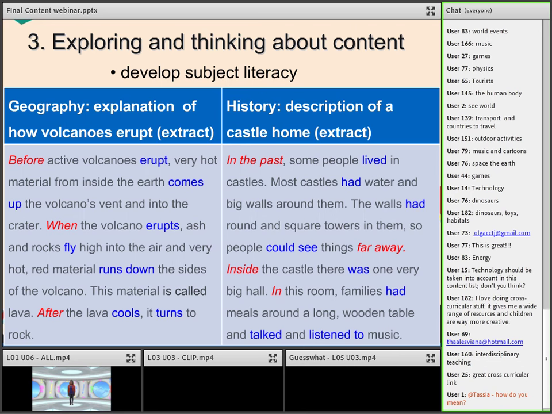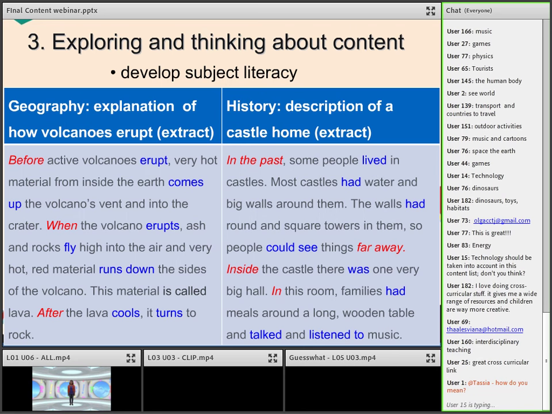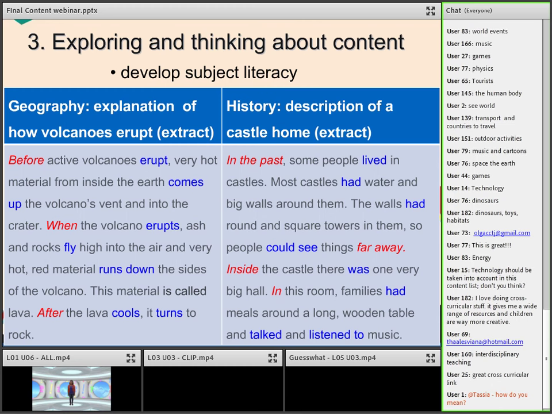But if we look at the first extract on the left from geography, teachers can help learners notice language commonly used in the topic of geography. So, for example, time adverbs such as before, when, and after are highlighted in red italics. Present tense verbs are highlighted in blue to show that a process goes on and on.